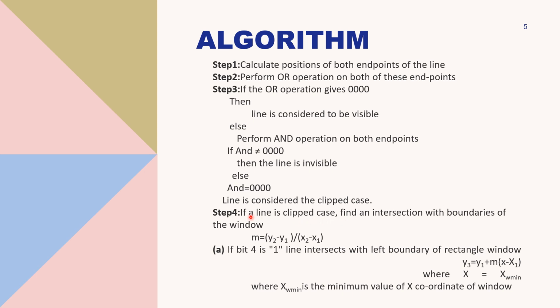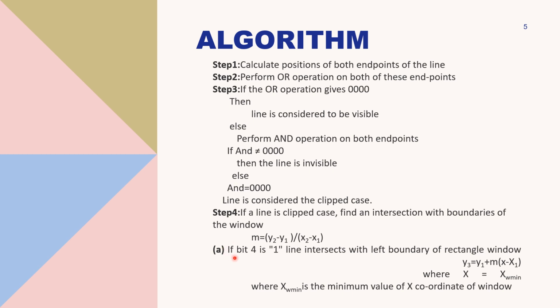In step 4, if the line is in the clipped case, then we are going to find the intersection with the boundaries of the window. First we are going to find the slope of the line using the formula m = (y2 - y1) / (x2 - x1). There are actually four cases. The line may be at the top, or at the right, or at the bottom, or at the left. According to those cases we are considering here.